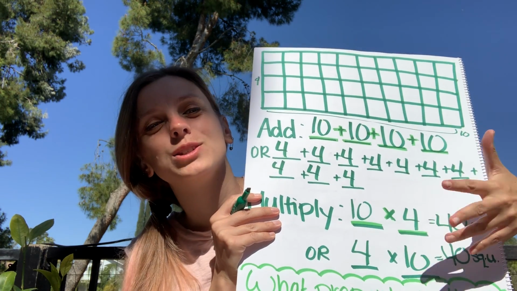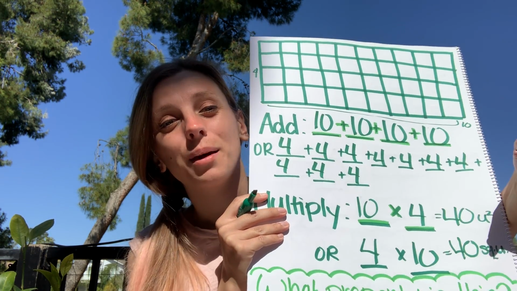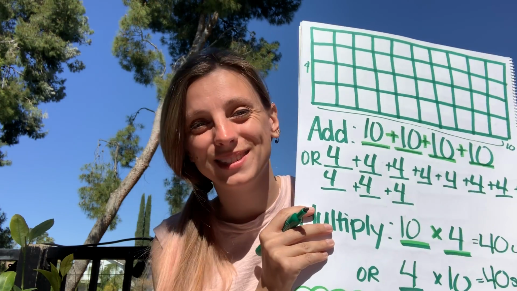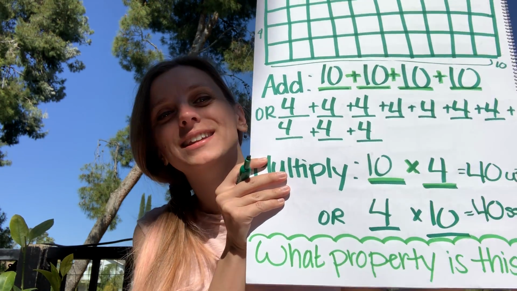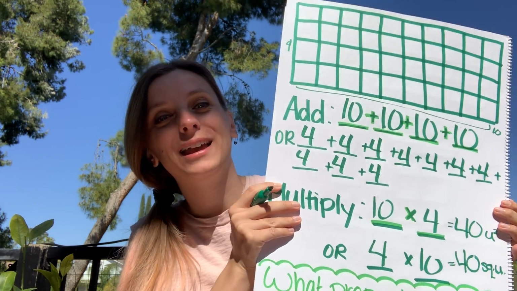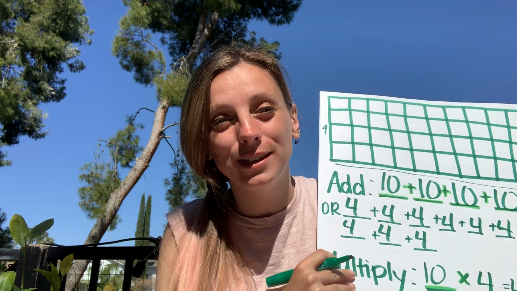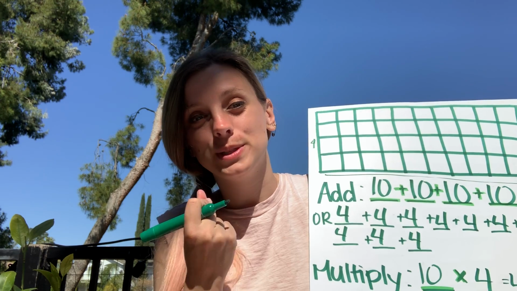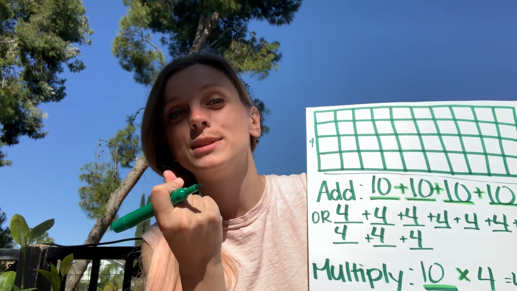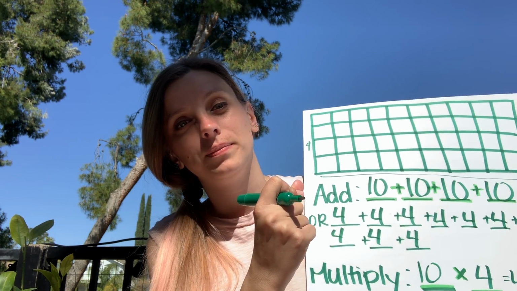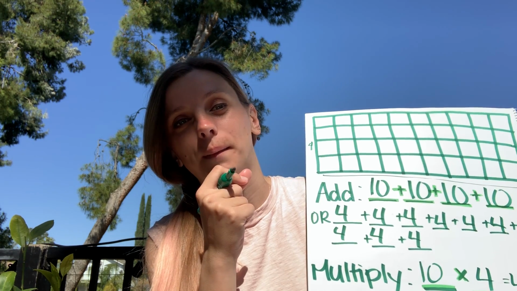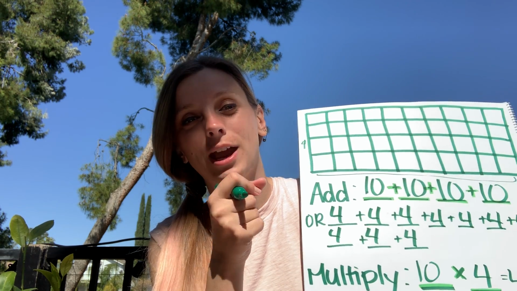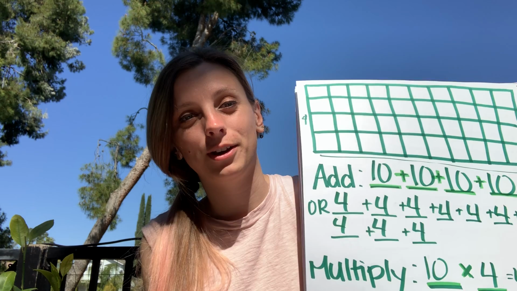The reason we can swap it, that's a property. It has a very specific name. And if you can remember that property, like, kudos and bonus points to you. So this property says that either way we move a multiplication sentence, whether we say 4 times 10 or 10 times 4, we're going to get the same answer. So I want you to take a second and try to remember what that property is called. All right, Gators?